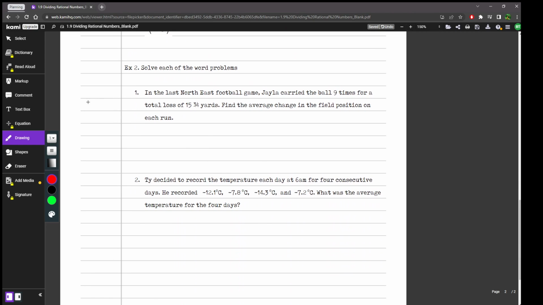All right, let's give some word problems a try. Now we're going to be dealing with some averages, and we'll go over that in a second. In the last Northeast football game, Jayla carried the ball 9 times for a total loss of 15 3/4 yards. We want to find the average change in field position on each run. So we want to do 15 3/4 divided by 9.